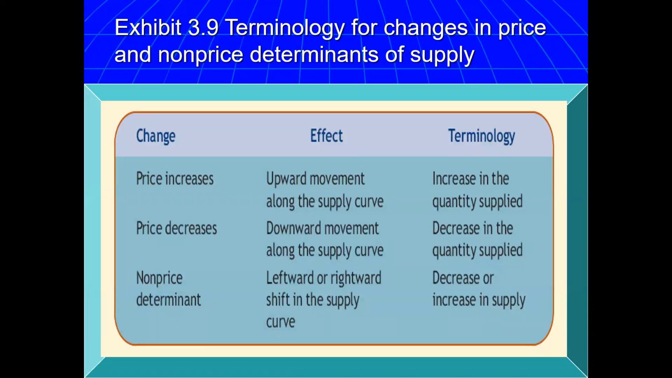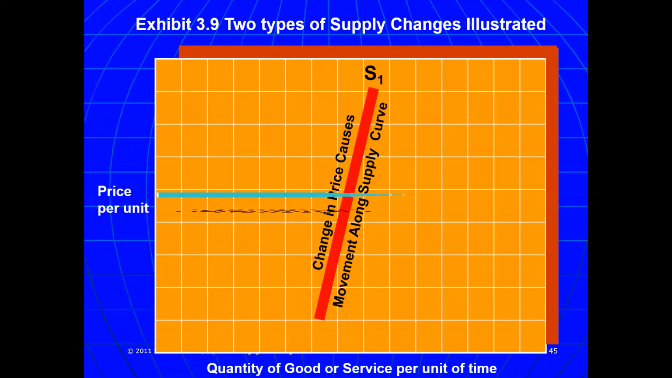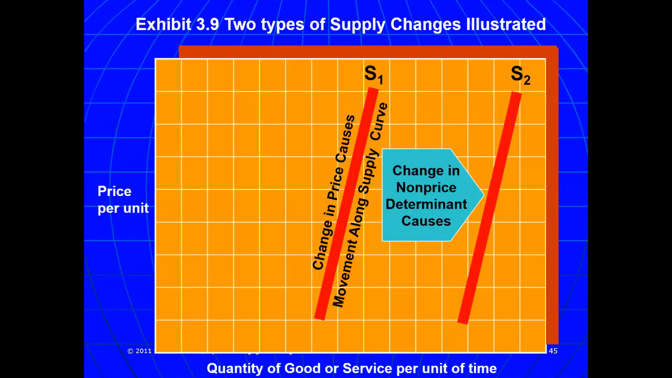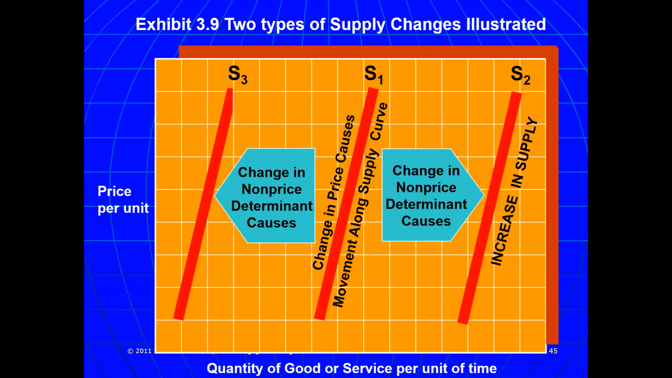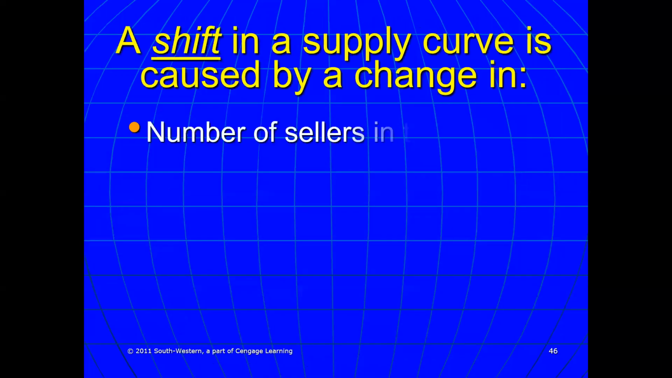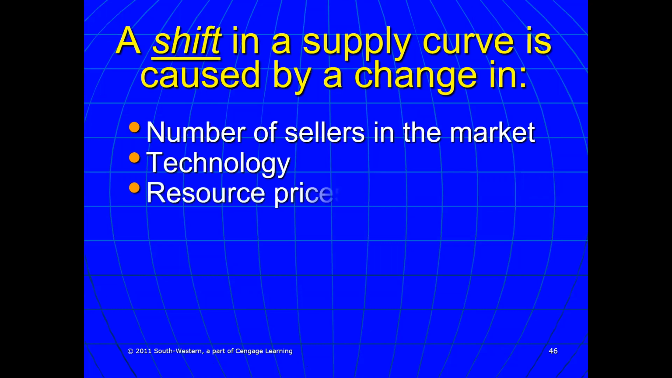Right? This is an exhibit that summarizes what we were just talking about. Remember, a shift can be to the right, that's called an increase in supply, or it can shift to the left, and that's called a decrease in supply. What can shifts be caused by? Remember, these are non-price, so it's not the price that causes a change. Maybe we have more sellers. Maybe we have more technology. Maybe a resource price has changed.